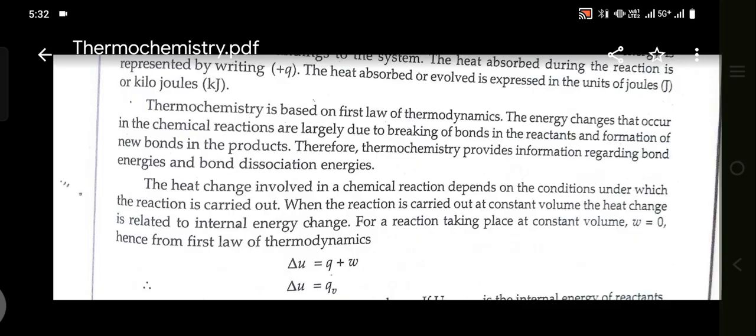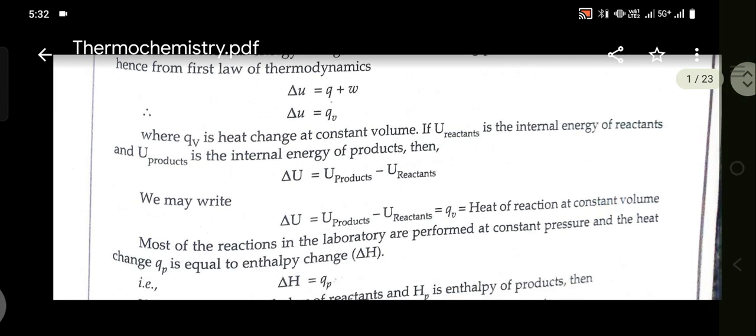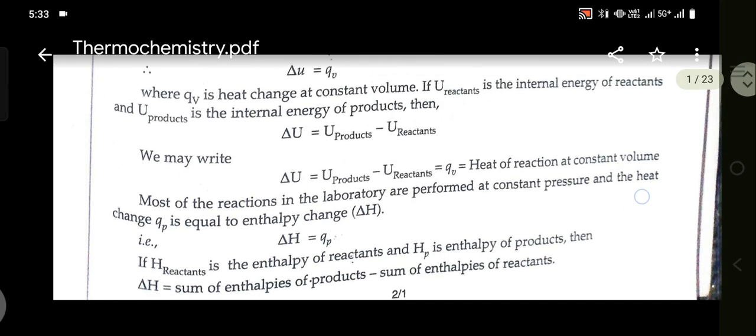When the reaction is carried out at constant volume, the heat change is related to the internal energy change. For a reaction taking place at constant volume, W is 0. Hence, from the first law of thermodynamics, delta U is equal to Q plus W, and delta U is equal to QV, where QV is the heat change at constant volume. If U reactant is the internal energy of the reactants and U product is the internal energy of the products, then delta U is equal to U product minus U reactant. And we may write delta U is equal to U product minus U reactant is equal to QV, that is, the heat of reaction at constant volume.